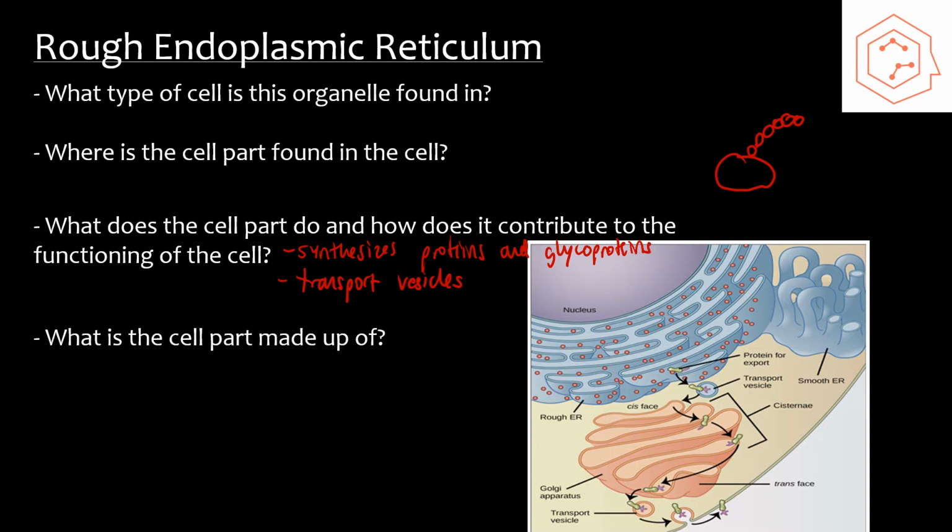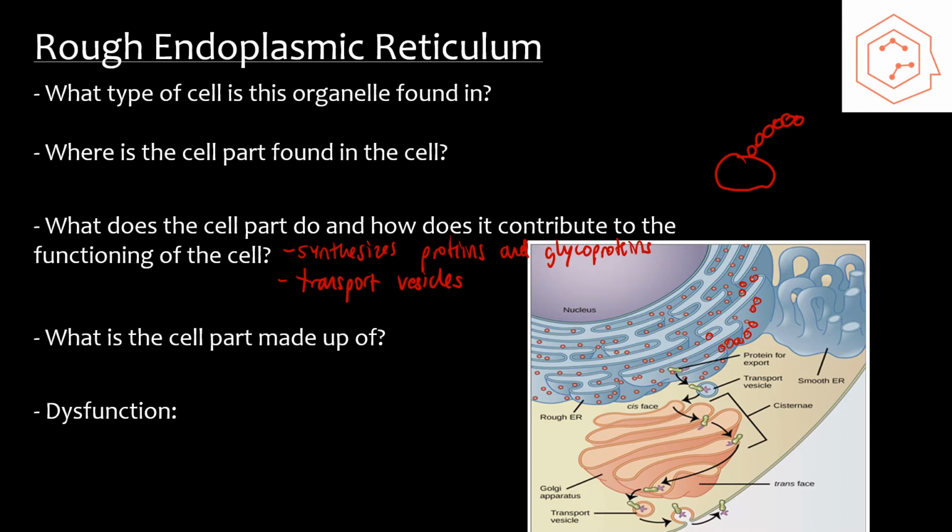So the cell part is made up of, it's just continuous with the nuclear envelope. It's a membranous structure, and combined with the smooth endoplasmic reticulum, it accounts for half the total membranes in many eukaryotic cells. It also has an internal component called the ER lumen, and the surface of the rough endoplasmic reticulum is studded with ribosomes. So that's one of the key features that we see over here.